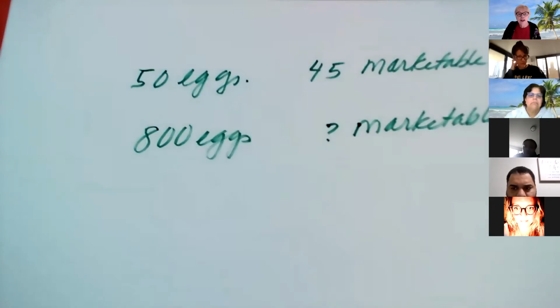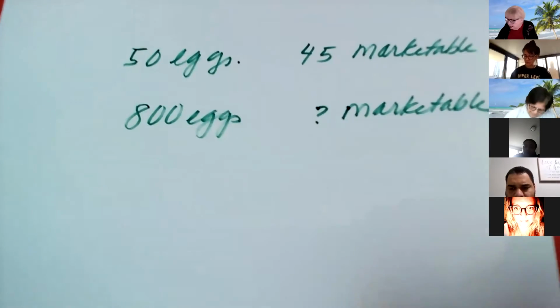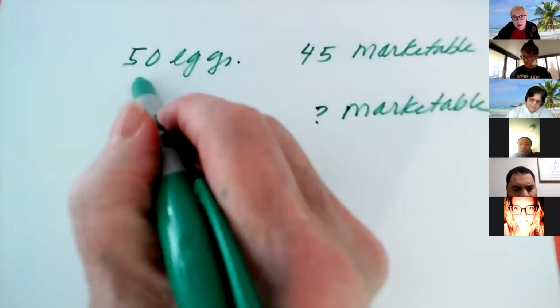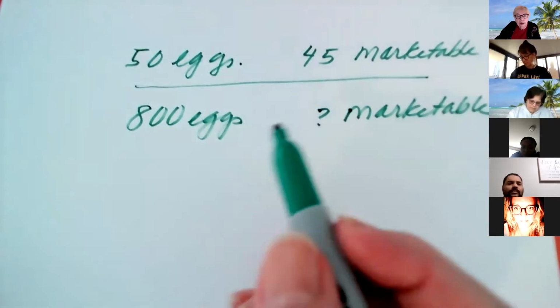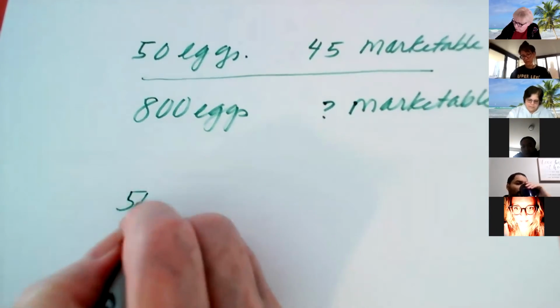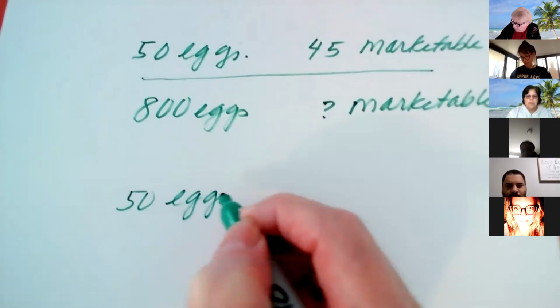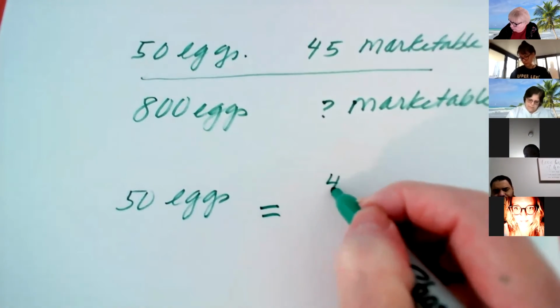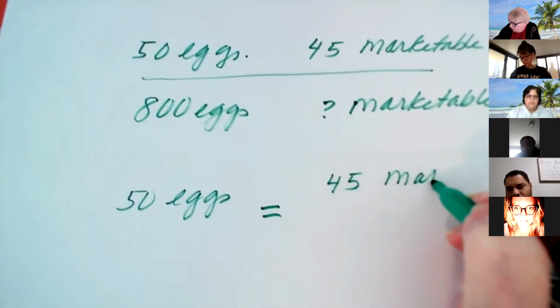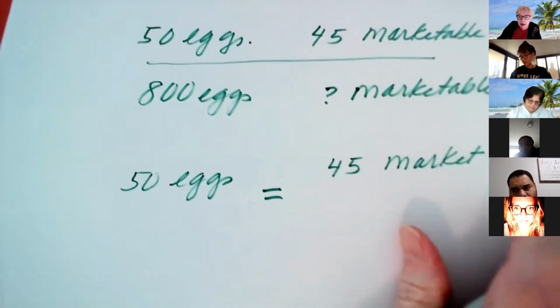Chickens. Okay, so here's my notes. This was the first sentence. So I'm going to go 50 total eggs equals 45 that you can market. I'm just going to write that down.